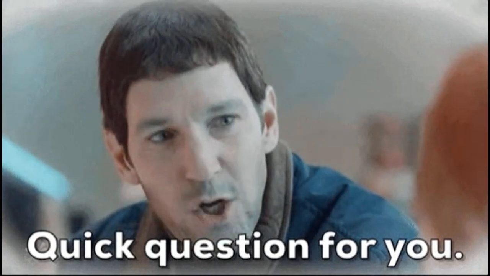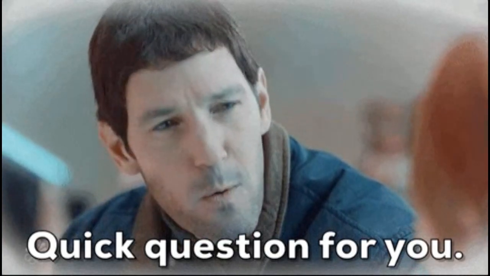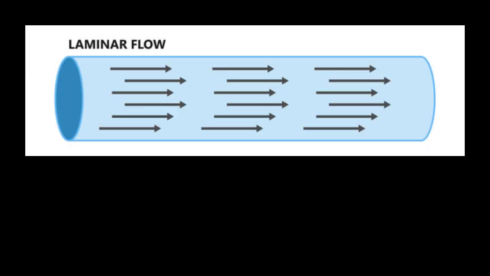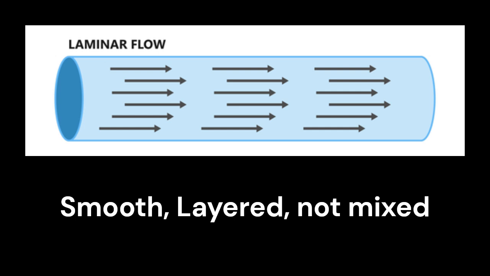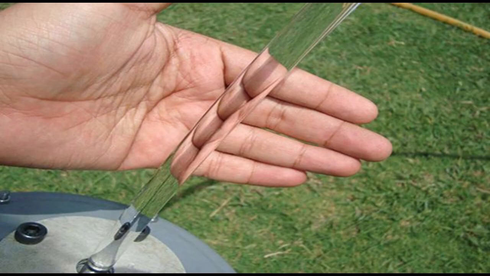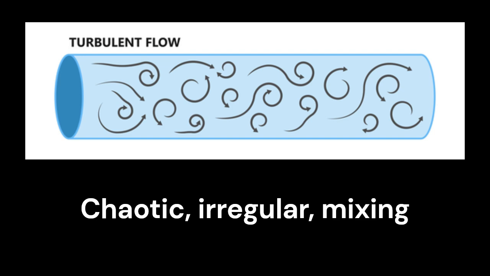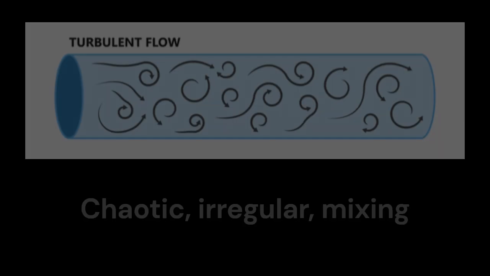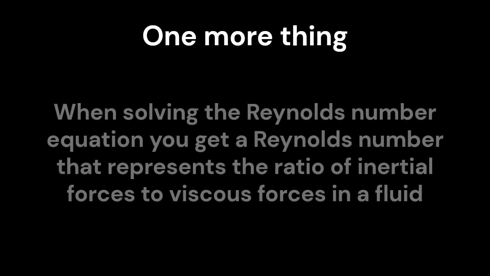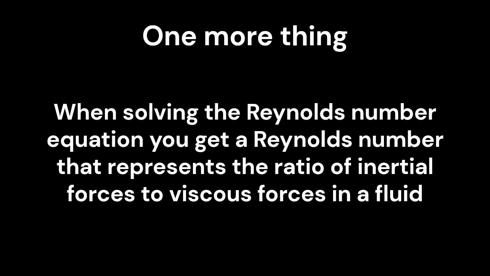You now may be asking, what does laminar and turbulent flow mean? Well, in simple terms, laminar flow is when a fluid like water is flowing smooth, with parallel layers of water moving without mixing. It would kind of look like you were staring at a piece of glass. While turbulent flow is when water is chaotic, moving irregularly with fluid particles mixing into each other. One more thing to note is that when solving the Reynolds number equation, you get a Reynolds number that represents the ratio of inertial forces to viscous forces in a fluid.